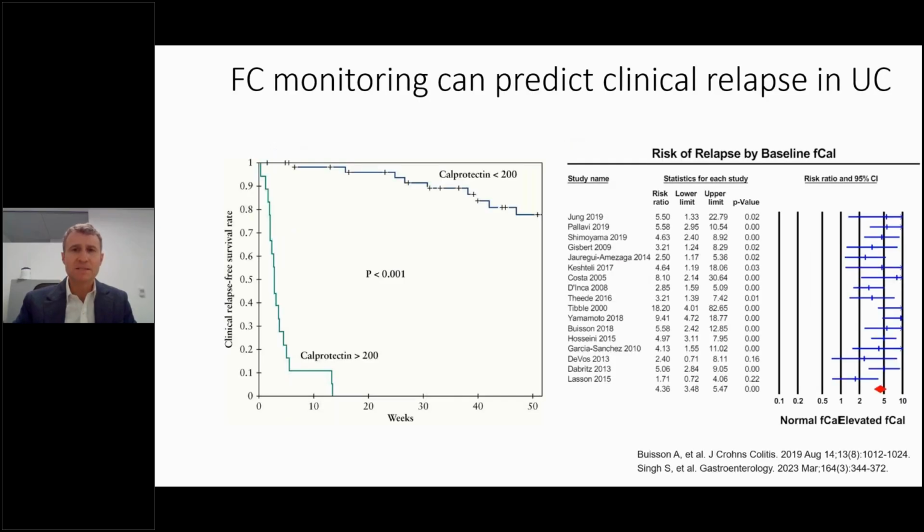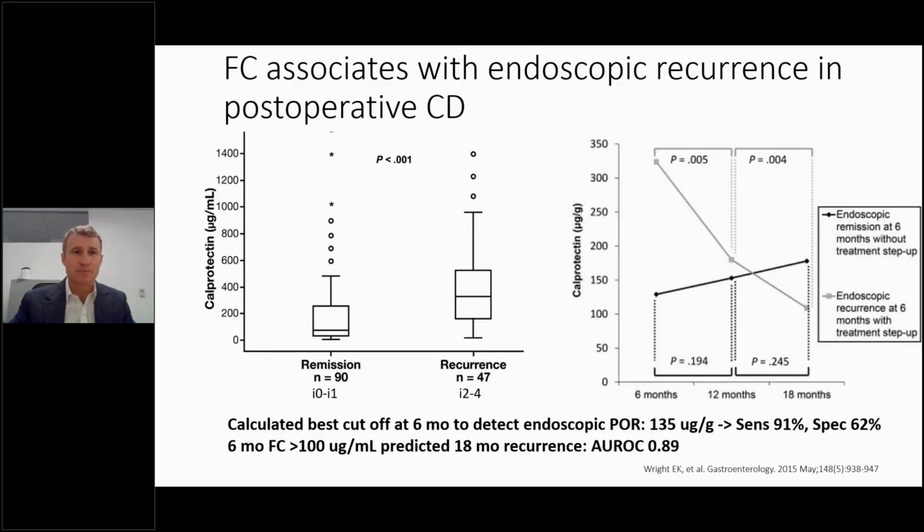So we can actually detect early and potentially intervene early by monitoring fecal calprotectin based on this data. And similar data holds true in ulcerative colitis, that fecal calprotectin monitoring and elevations in fecal calprotectin can predict subsequent clinical relapse. Data both on the left and a meta-analysis on the right looking at this association and predictive ability.